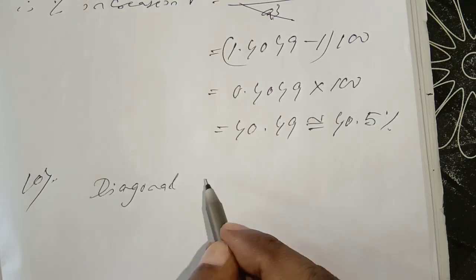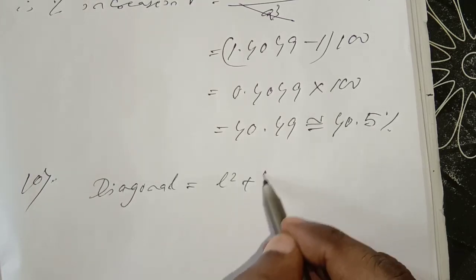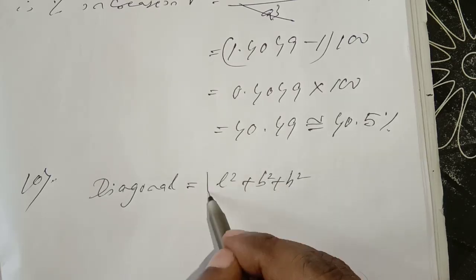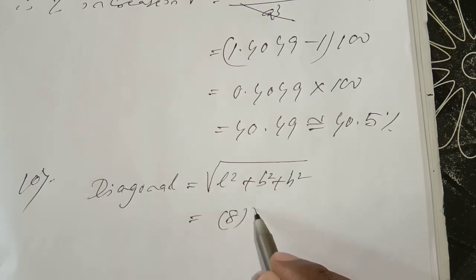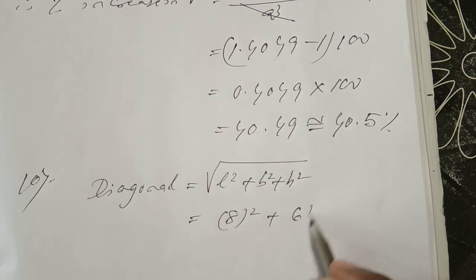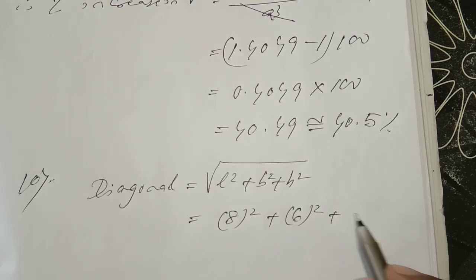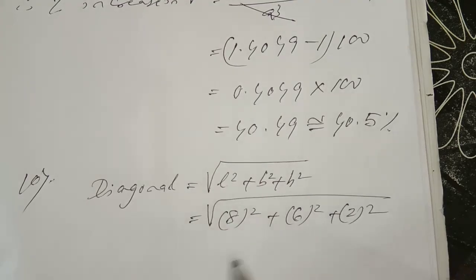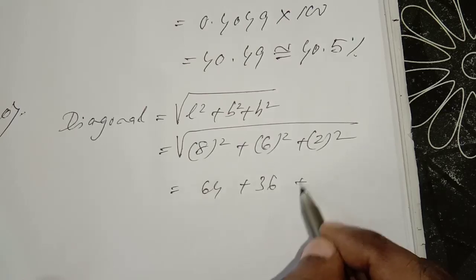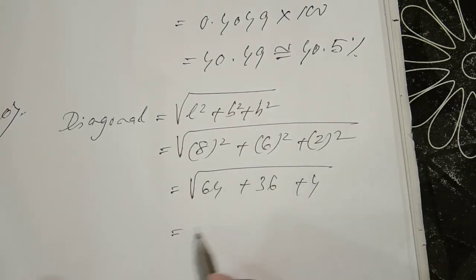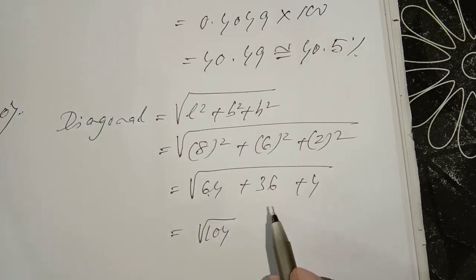You know the formula for diagonal of a cuboid? The length of diagonal of a cuboid formula is square root of (L square plus B square plus H square). So here length is 8 cm, means 8 whole square. Breadth here 6, that means 6 whole square. H is 2, that means 2 whole square. 8 whole square is 64, 36 plus 4. It is coming 64 plus 40, that means root over 104.